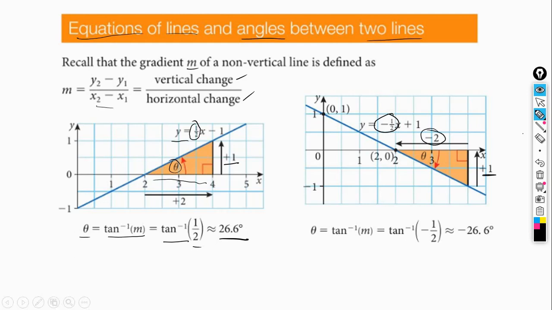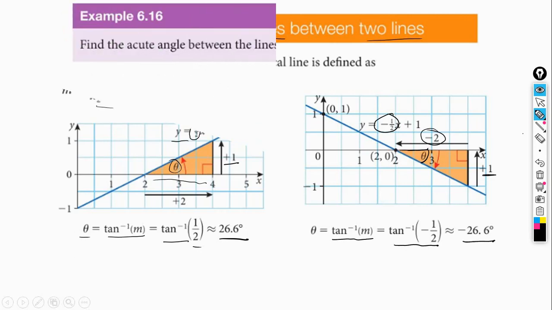So then this angle here, theta, the angle made between the line and the x-axis, is going to equal the inverse tangent of the slope or gradient, or the inverse tangent of minus 1/2, which in this case is negative 26.6 degrees.